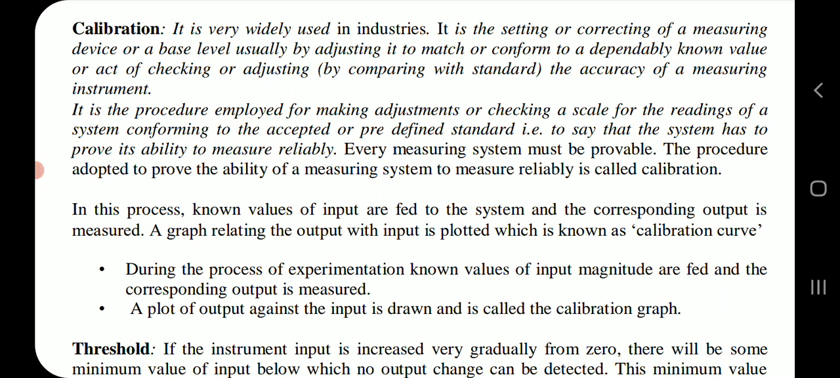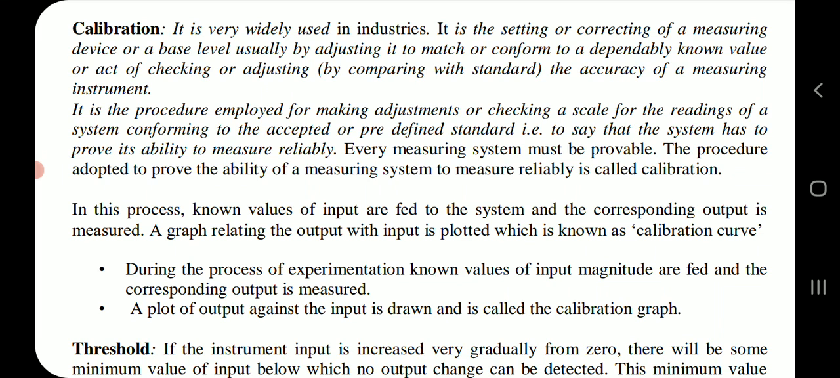That is to say that the system has to prove its ability to measure reliably. Every measuring system must be provable. The procedure adopted to prove the ability of a measuring system to measure reliably is called calibration. In this process, known values of input are fed to the system and the corresponding output is measured. A graph relating the output with input is plotted, which is known as the calibration curve.